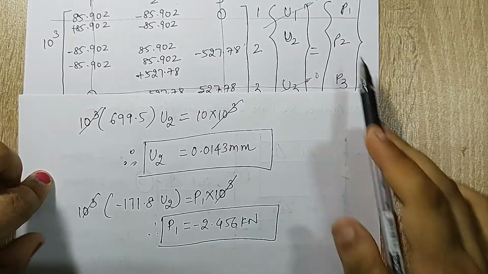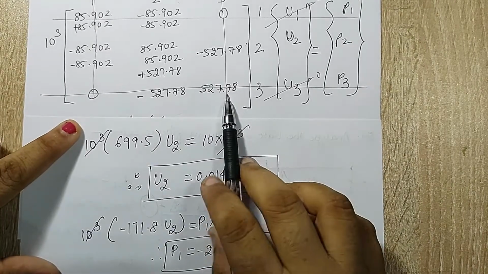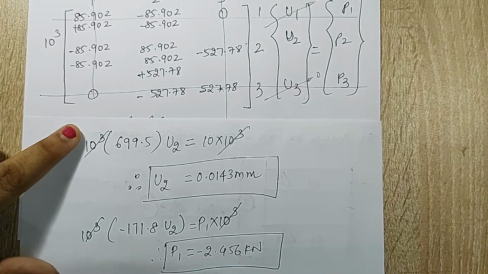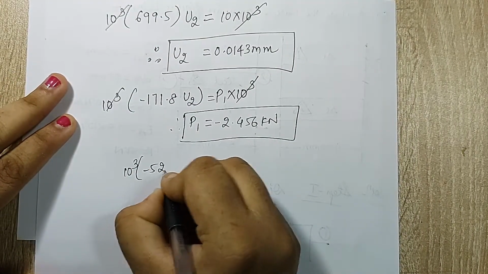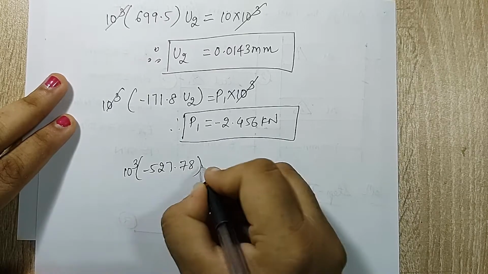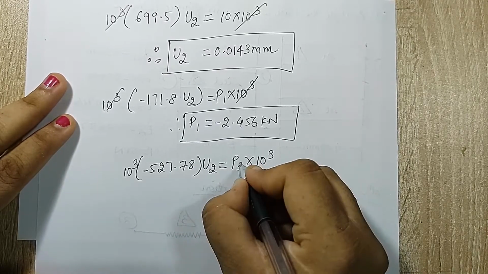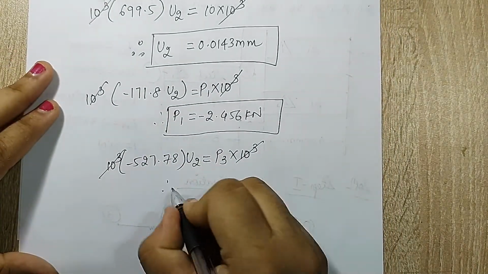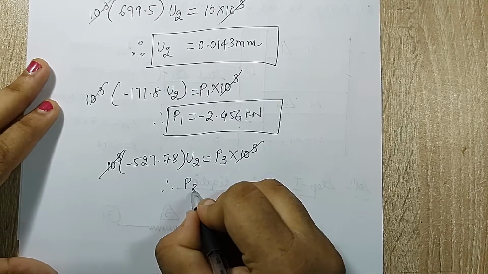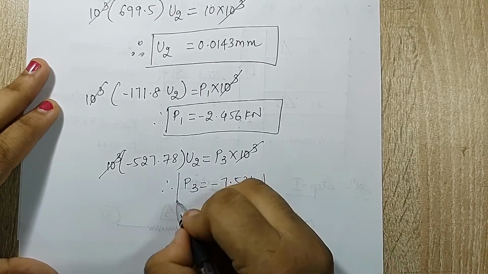Next, I'll write the equation for P3. The first term and last term are gone because they are 0. Only this middle term remains. So, I have 10 raised to 3 minus 527.78 into U2 is equal to P3 into 10 raised to 3. 10 raised to 3 gets cancelled from both the ends. So I get therefore P3 is equal to minus 7.53 kilonewton.